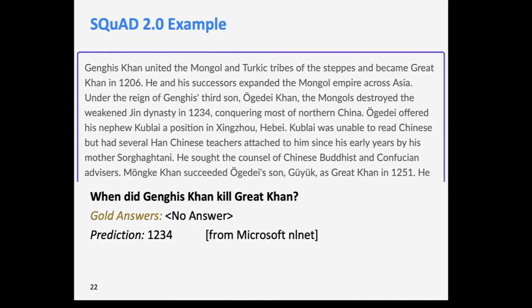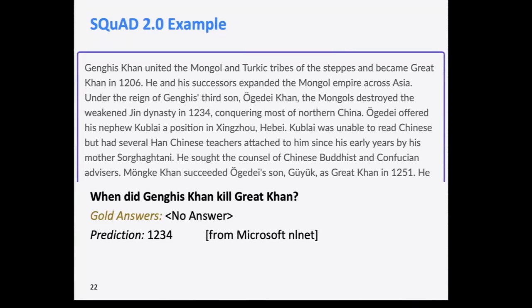But precisely what happens with systems is, even though these systems get high scores in terms of points, they don't actually understand human language that well. So they look at something that says, when did Genghis Khan kill Great Khan? Well, this is something that's looking for a date. And there are some obvious dates in this passage: 1206, 1234, 1251. And well, there's kill, and kill looks a little bit similar to destroyed. I can see the word destroyed, so that probably kind of matches.